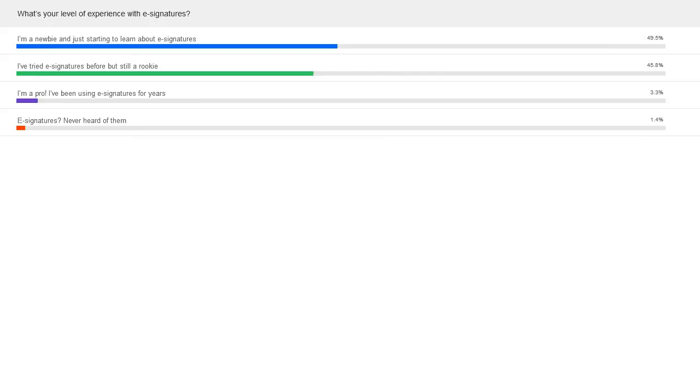Great. So we see that a lot of newbies starting to learn about e-signatures, a couple that have used before, only a few pros, and a couple people that have never heard of them. So I wasn't expecting anyone to say that, but it's good to see that not many of you have never heard of e-signatures, so that's a good sign.